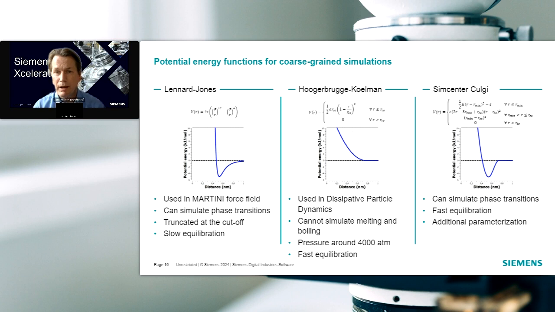We have combined information from both worlds. So we have our own Simcenter Culgi approach, which we call the cubic approach. It's slightly more involved in terms of the equations that go into it, so it requires a little bit of additional parameterization, but that has been fully incorporated and optimized in the software. So that potential will allow you to simulate phase transitions if that's important for your application. And thereby, you still have, of course, the huge benefit of doing this fast equilibration.